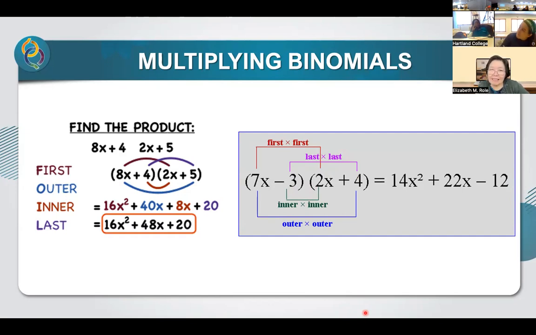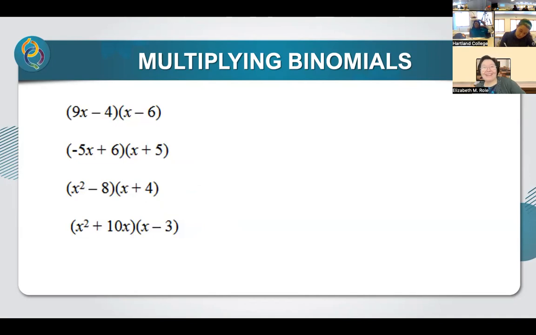And then 3 times 4 is minus 12. Just to make it a shortcut kind of thing, yeah? 7x times 2x is 14x squared. Then you will say 7x times 4x minus 3 times 2x is 22x. And then minus 3 times 4 is minus 12. Okay, let's do that.